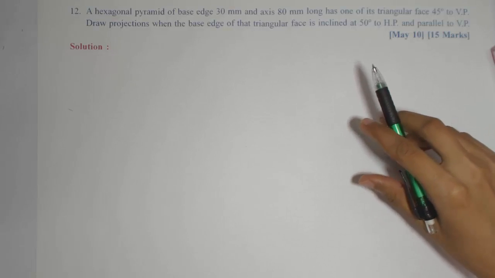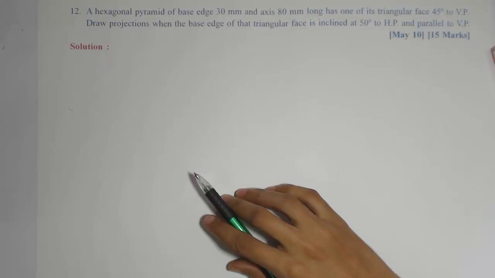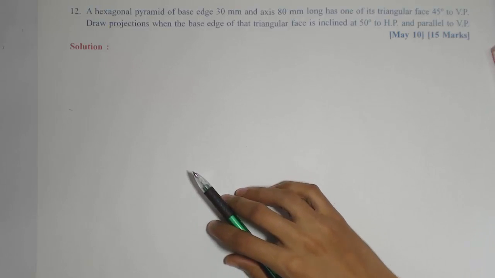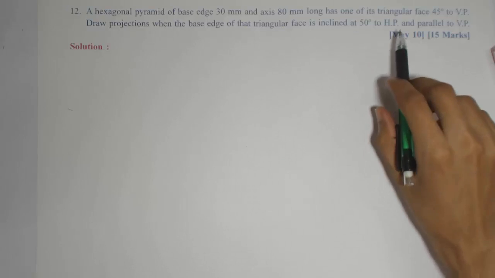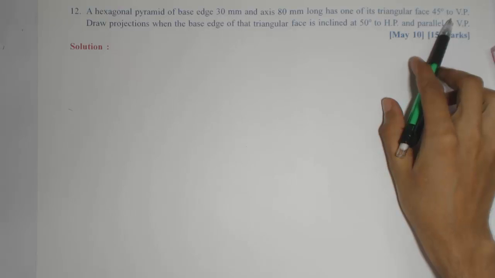Starting with the last problem of pyramid: a hexagonal pyramid of base 30 mm and axis 80 mm long has one of its triangular surfaces at 45 degrees to the VP. Draw the projection when the base edge of the triangular face is inclined at 50 degrees to HP and parallel to VP. So here one of the triangular faces is inclined at 45 degrees to the VP.